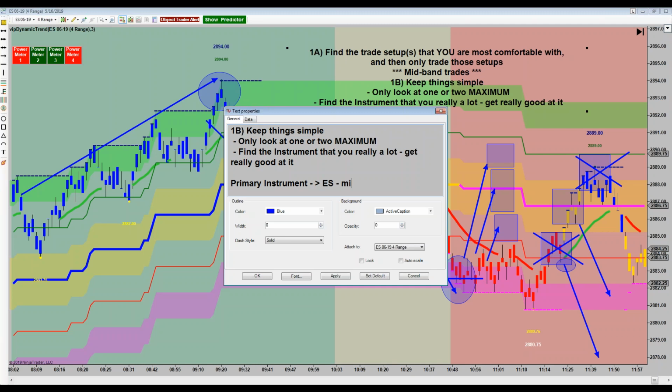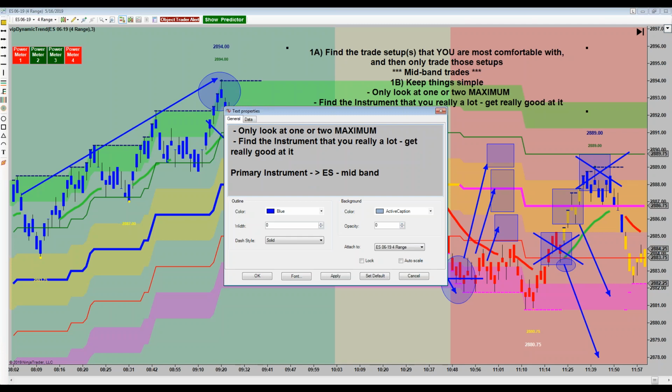And I love mid-band trades. Mid-band trades on ES are my go-to trade every single morning. Every morning, that's what I look for. Secondary, in other words, I'll watch it and look for, would be crude, mid-band trades. Those two right there. That's it.